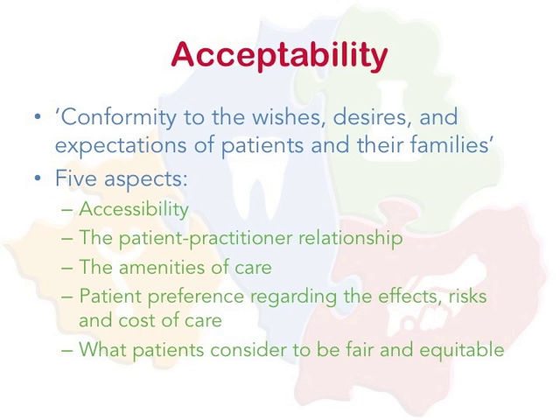So another domain, acceptability, which is the conformity to the wishes, desires, and expectations of patients and their families. So the whole healthcare system must conform to the social norms within the society where that healthcare system is based. There are five aspects that I'm going to cover one by one. These are accessibility, the patient-practitioner relationship, the amenities of care, patient preference regarding the effects, risks, and costs of care, and what patients consider to be fair and equitable.